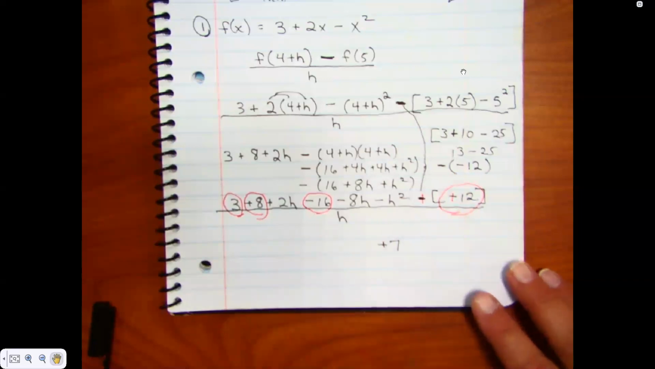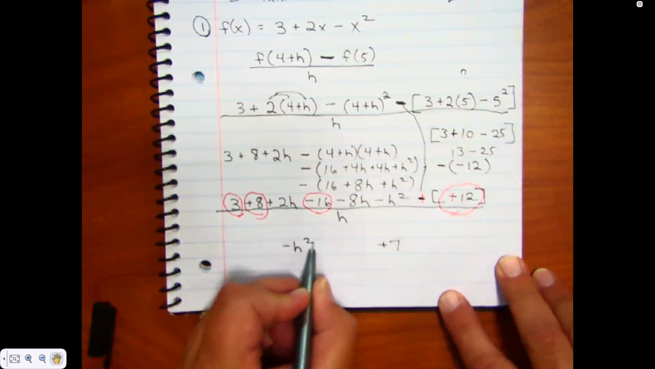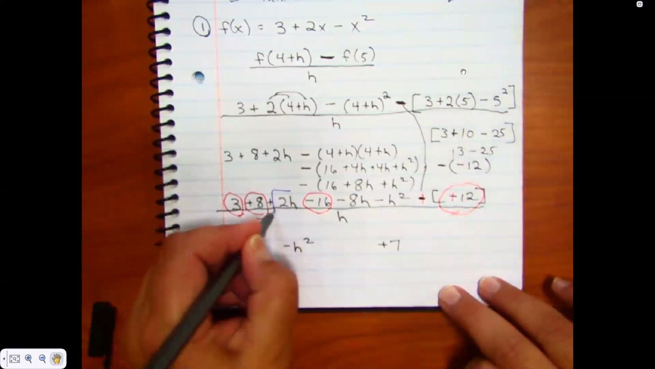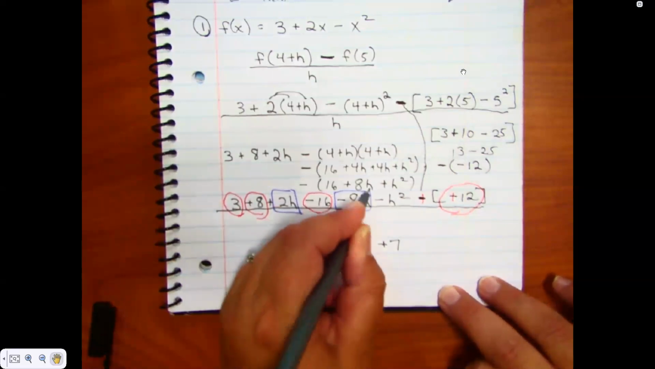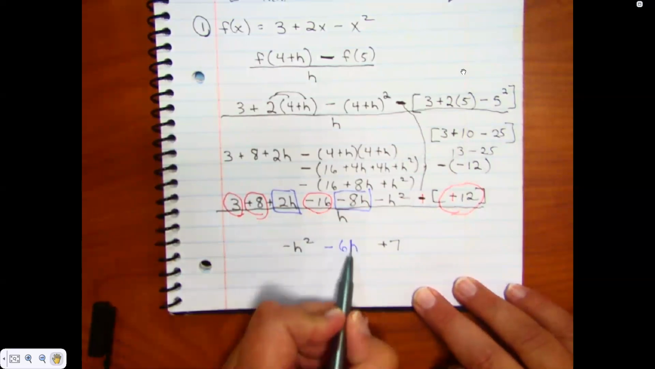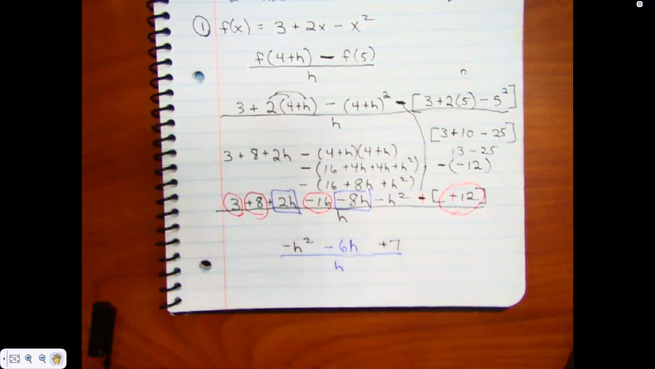Okay, we have this h squared. This is our only one. Maybe we should put that first, negative h squared. And then what else do we have? 2h and negative 8h. So negative 6h. And then all over. And that's good. I think we could do some factoring here, but if we factor, we're not going to be able to cancel, so it doesn't really hold a purpose.